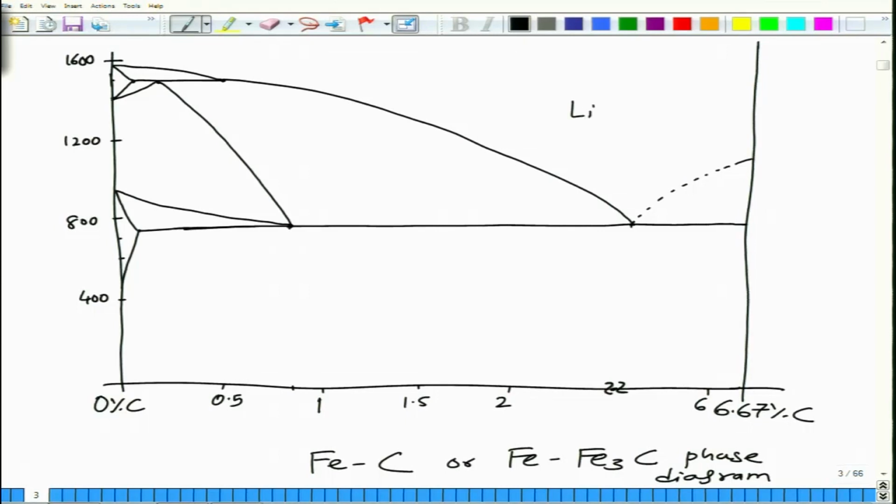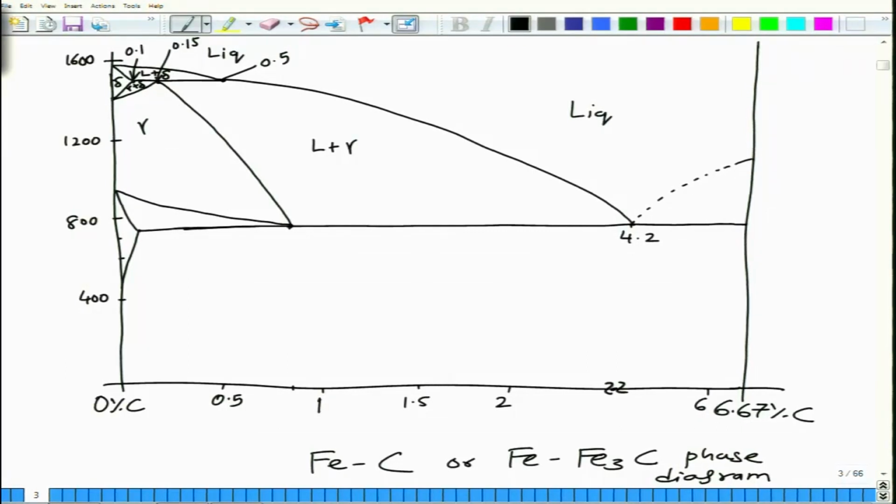So this is liquid phase all about, this is liquid plus delta, this is delta, this is gamma, this is liquid plus gamma, this is gamma plus delta. So this point is 0.1, this point is 0.15, this is 0.5. These are approximate numbers. Okay, so they vary between books as well.